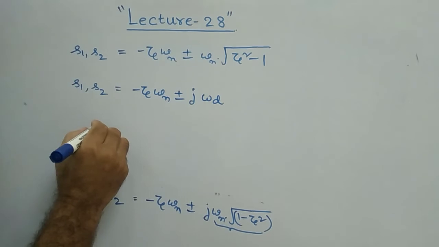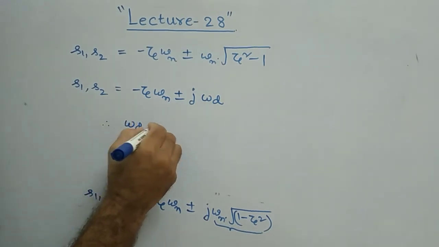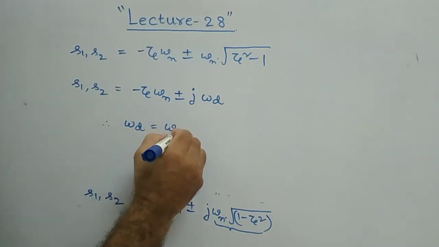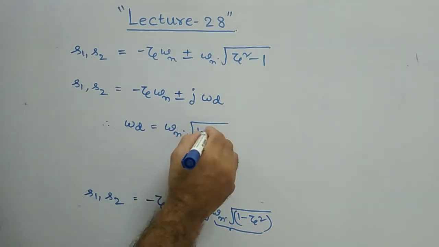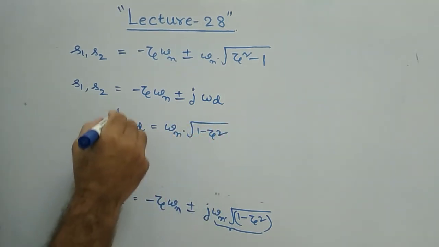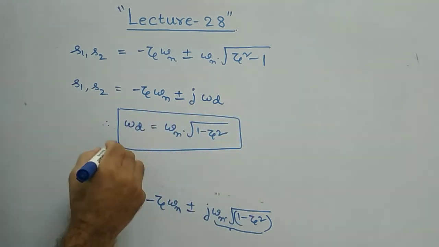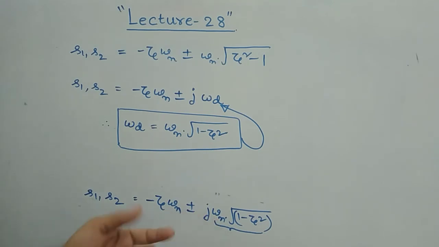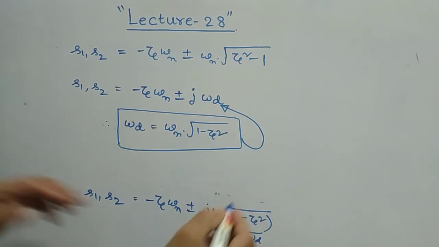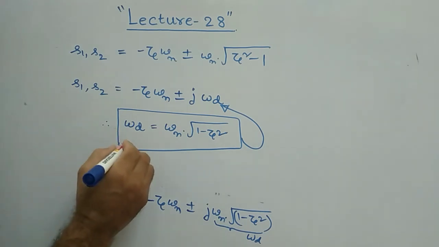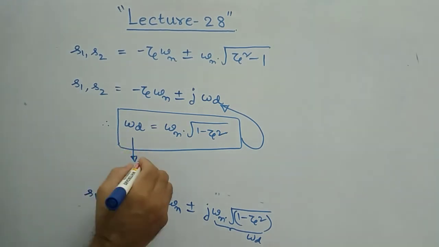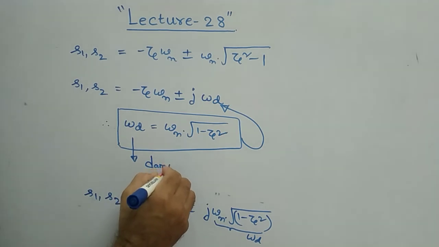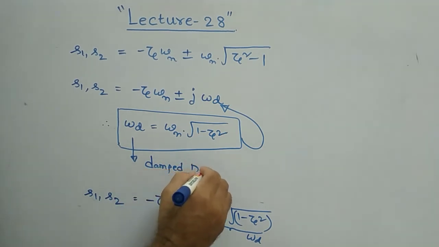So here, what is omega d? Omega d is equal to omega n into square root of 1 minus zeta square. This is what I am calling omega d. This omega d is nothing but this one. Clear? So this entire part, omega n into square root of 1 minus zeta square, I am calling omega d. This omega d is called the damped natural frequency.